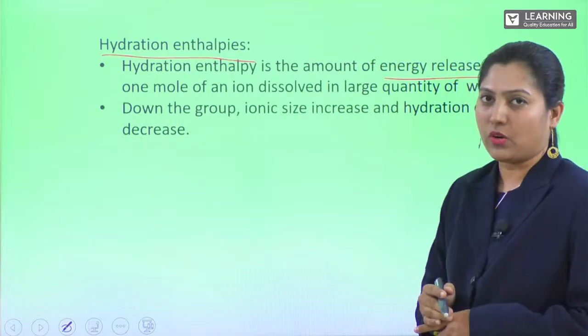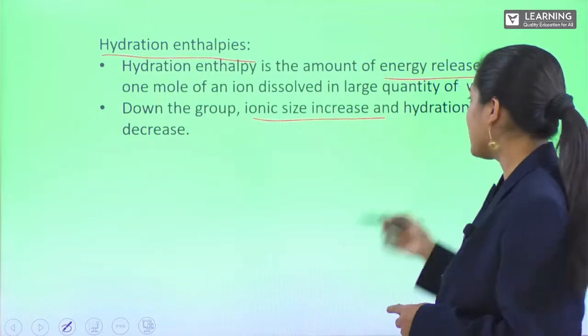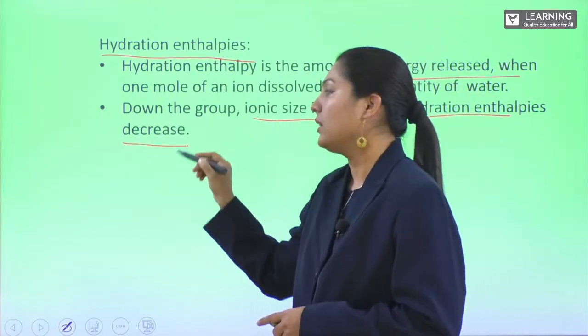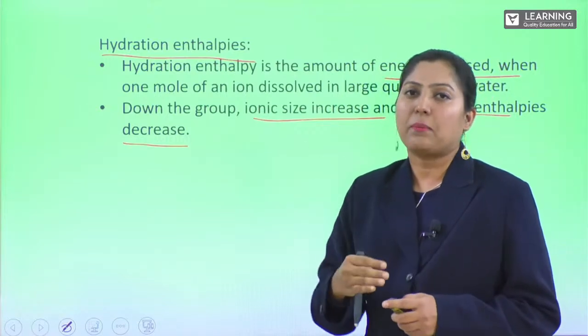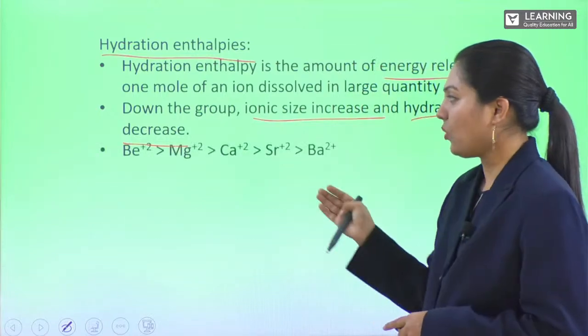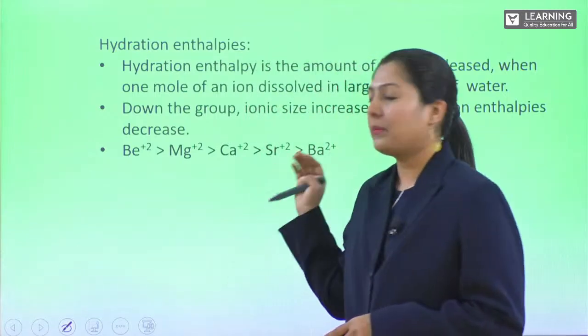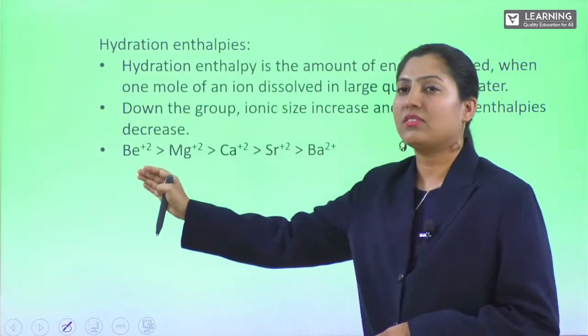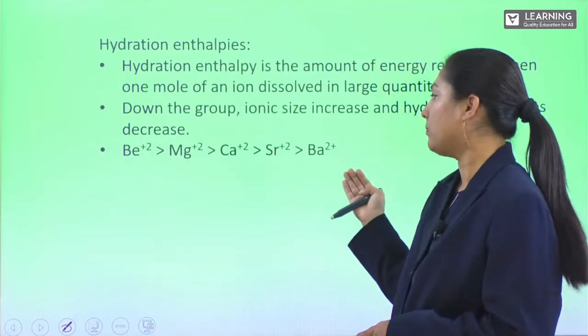So down the group, what happens? Size increases. As size increases, hydration enthalpy decreases, meaning it cannot attract the water molecules. So what happens? Hydration enthalpy decreases. We can see beryllium to barium. We have beryllium with a higher hydration energy or enthalpy than that of barium.